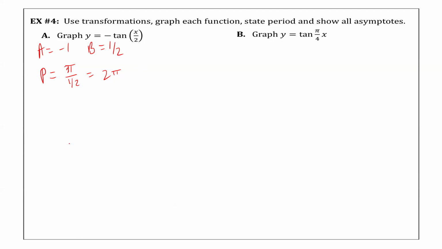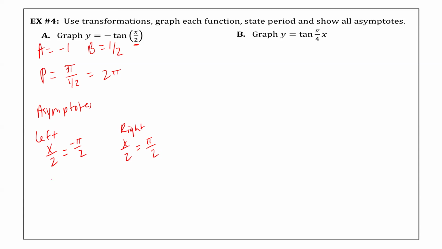Another way of looking at that is just how to determine exactly where your asymptotes are. To find our left side asymptote, we're going to take our argument here, x over 2, and set it equal to negative pi over 2. To find our right-hand asymptote, we're going to take x over 2 and set it equal to positive pi over 2.